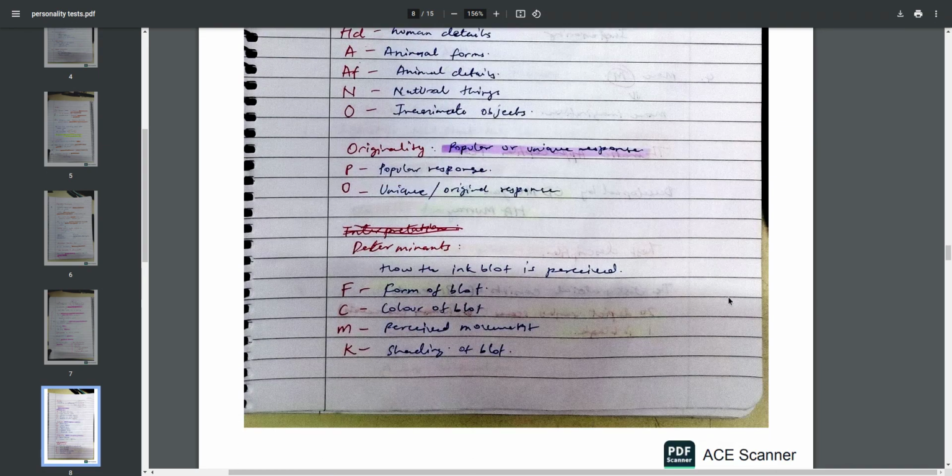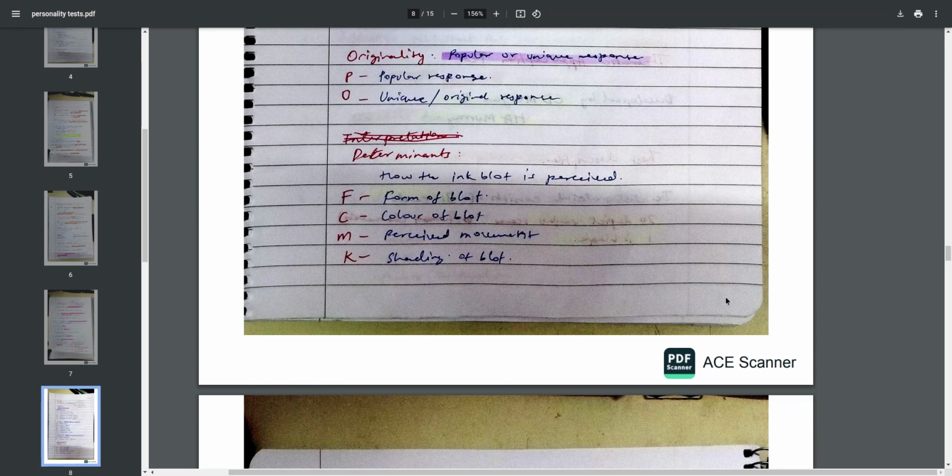Then the determinants, how the ink blot is perceived: the form of the blot, the color of the blot. Do they perceive any movement? Though it is pretty stable, they may infer movement. So that is shown by M. You just have to remember the letters. And then K shows shading of the blot.